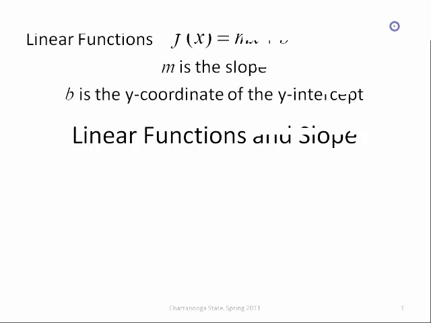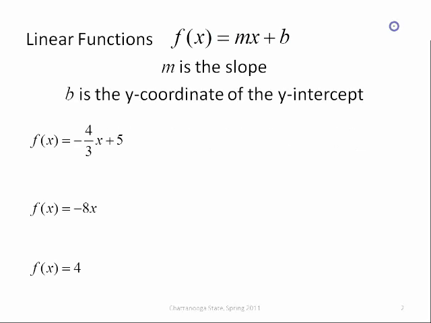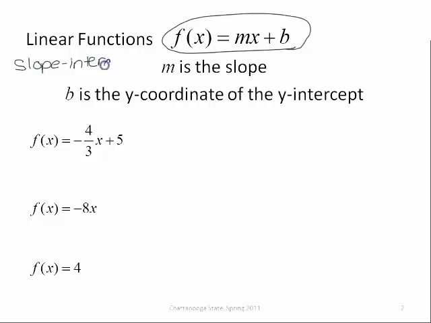Linear functions and slope. A linear function is a function that could be written in the form f of x equals mx plus b. You may recall that we call that the slope-intercept equation for a line.